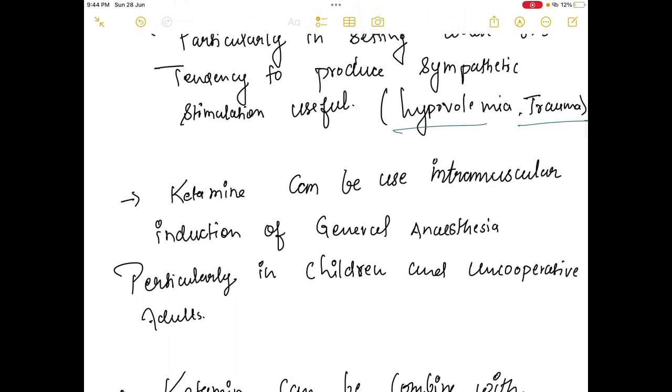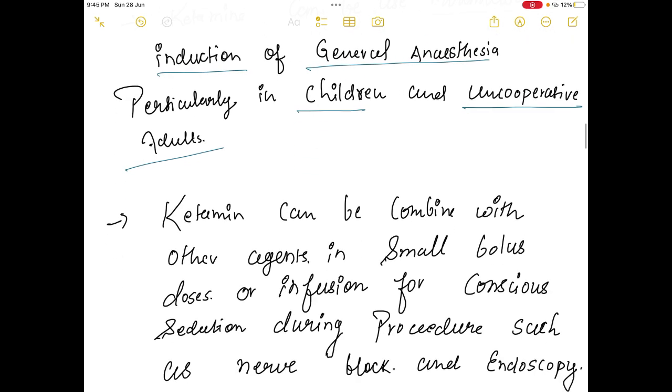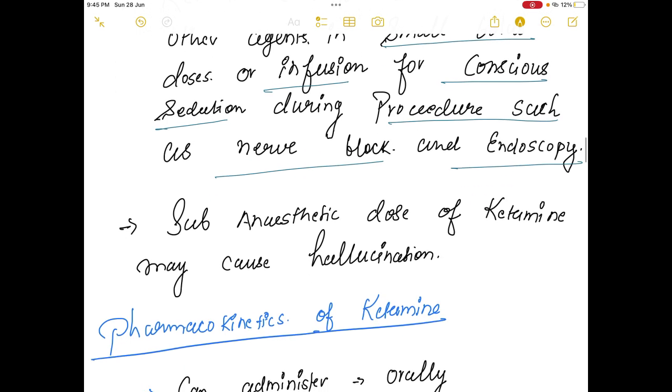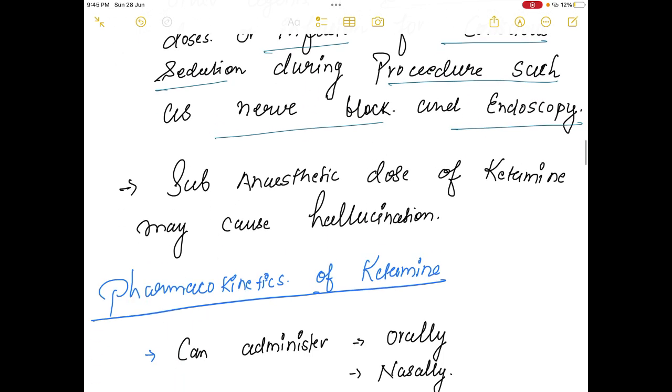Ketamine can be used intramuscularly. The intramuscular route can be used for induction of general anesthesia in patients such as children and uncooperative patients. Ketamine can be combined with other agents in a small bolus dose or infusion for conscious sedation during procedures such as nerve block and endoscopy. A subanesthetic dose of ketamine can cause hallucinations.